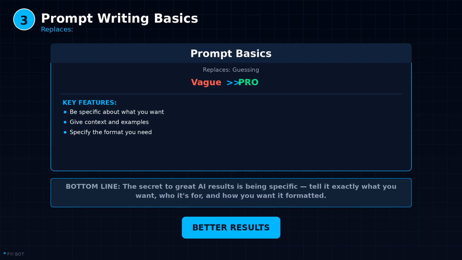One more thing, don't be afraid to iterate. If the first answer isn't perfect, you can say, "That's too formal, make it more casual." Or, "I like the second paragraph, but not the first. Can you rewrite just the first?" The AI won't get tired or annoyed. You can refine as many times as you want.